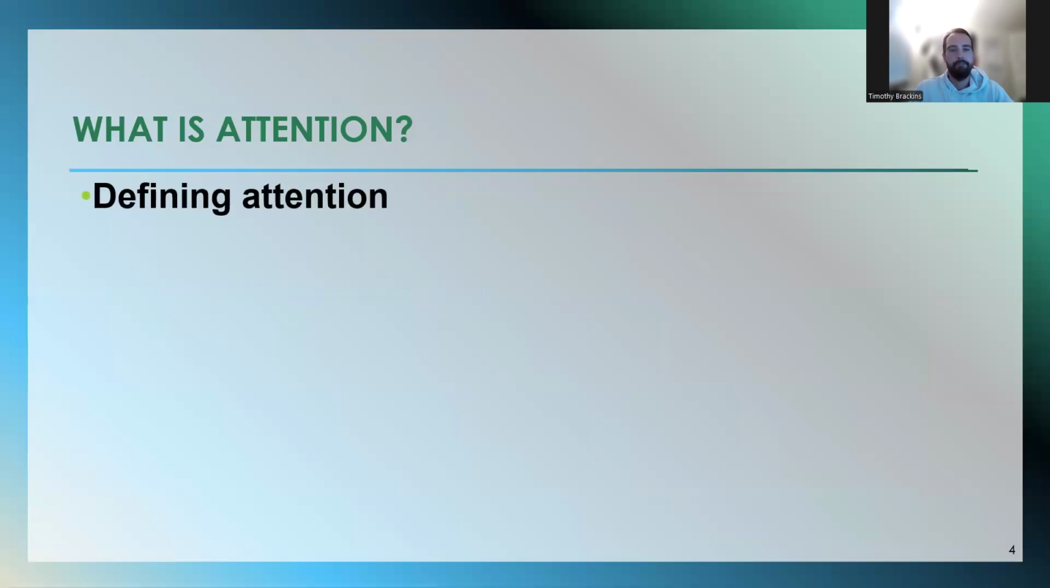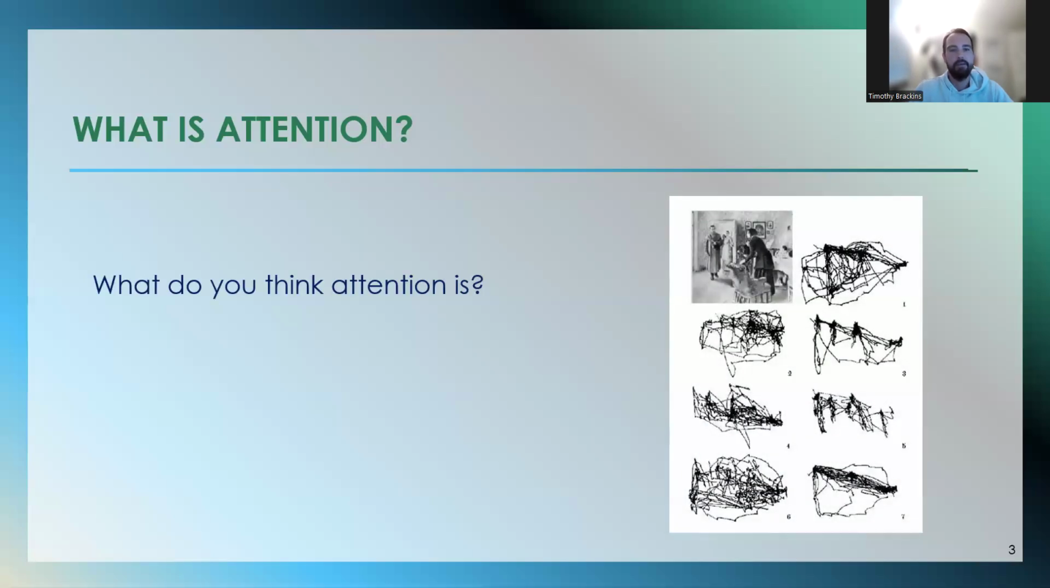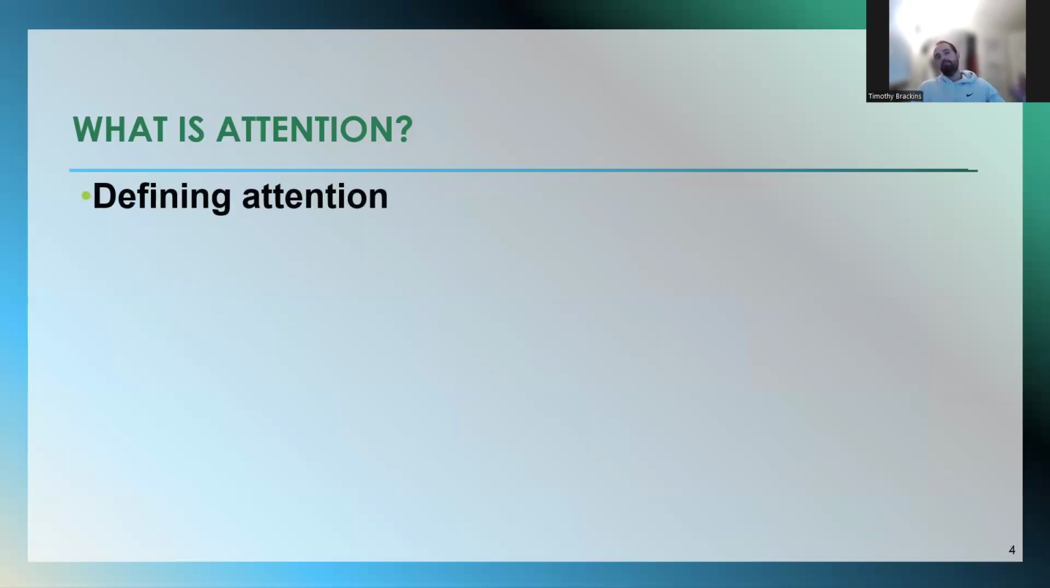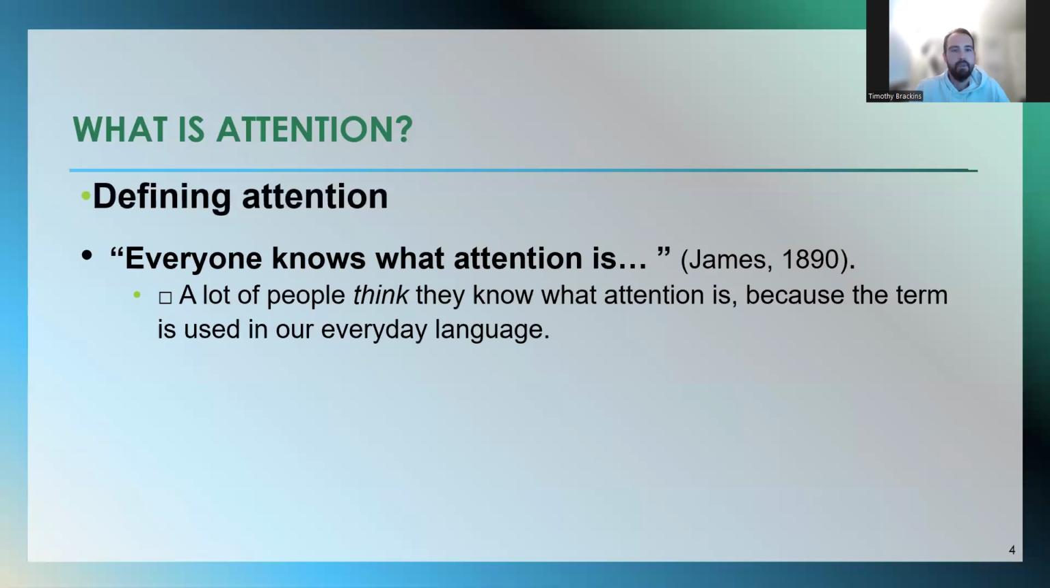So attention, what is it? Well, this is not going to be like other topics, like pattern recognition, information processing, or memory, where we have these real concrete definitions. Attention is not going to be like that. You'll see that we have competing definitions in attention. And one of the early researchers in this field, James, stated that everyone knows what attention is. And we think we know what attention is because we use it all the time. We're always talking about paying attention, pay attention. And we think we know what it means, but do we? I mean, do we really know what attention is?